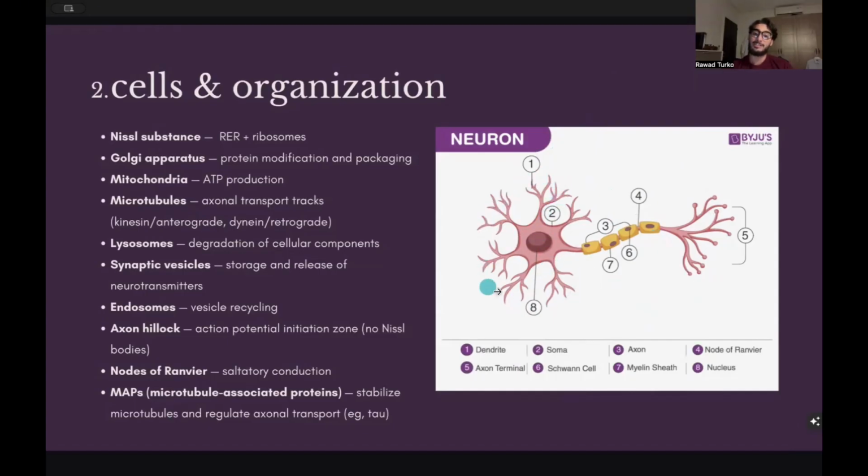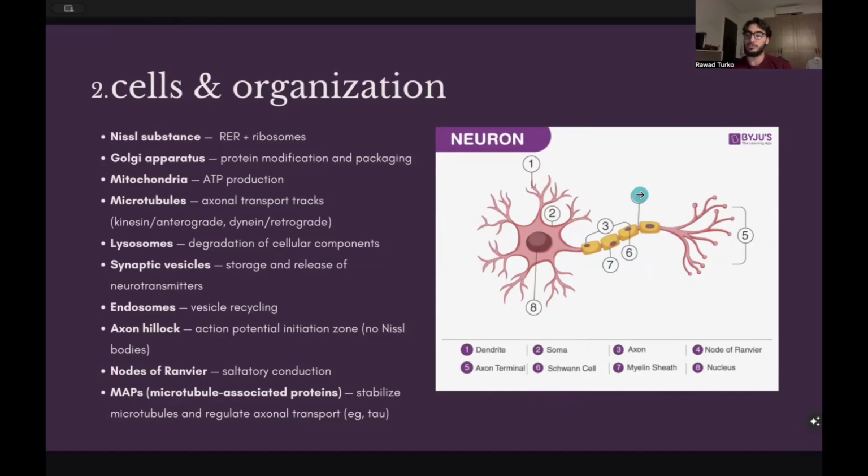We have these dendrites that collect information. So these receive stimulus from other neurons and carry it down to the cell body, or the soma. And again, here you have the nucleus in the middle. Then this is going to basically transmit the signal down into the axon, and the axon could be myelinated or it could be unmyelinated. So right here you have Schwann cells.